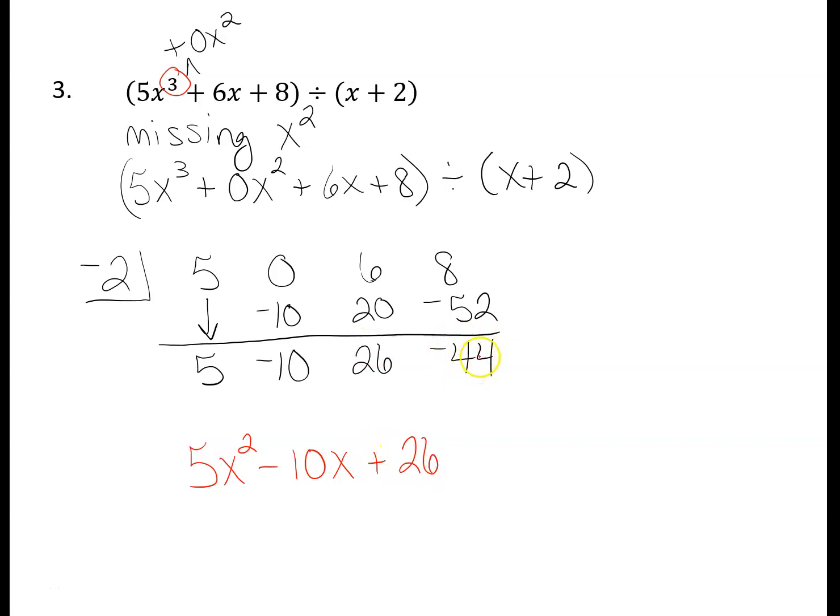If I had a 0 here in my last place, I would just leave it like that. I wouldn't have to put plus 0 over x plus 2. But I don't. I have a negative 44. So I can put plus negative 44 over x plus 2. Or I can just put minus 44 over x plus 2. Either way is fine. And that is our answer.